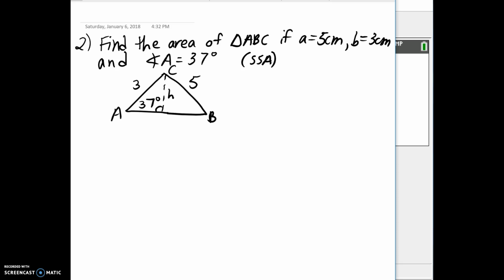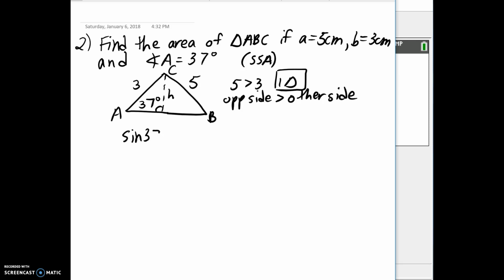Now you don't technically need to check the height for this one, because 5 is greater than 3. So we're going to end up getting one triangle. The opposite side is greater than the other side, which means it will be greater than the height. Therefore, you will get one triangle. If you had 2 triangles, you'd actually have to find 2 different areas for those 2 different triangles. But in this situation, we only have one. All right, so we're going to do sine 37 over 5 equals sine of B over 3. And really, what we need to find here is angle C, because that's the one that's in between. We could end up solving the whole triangle, but we don't need to.